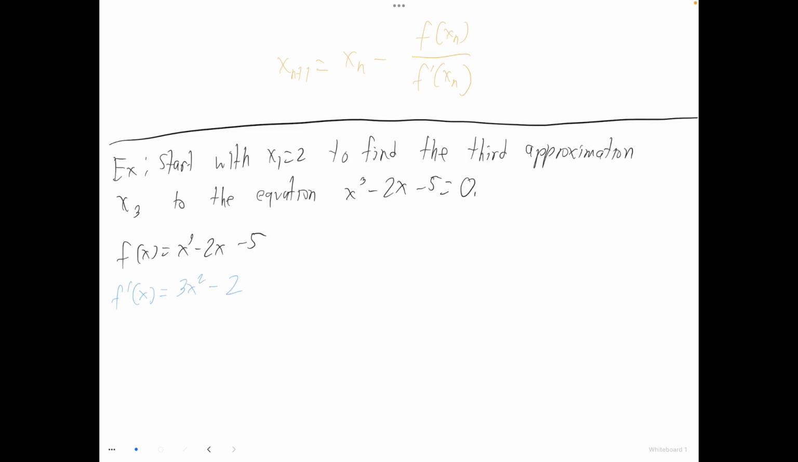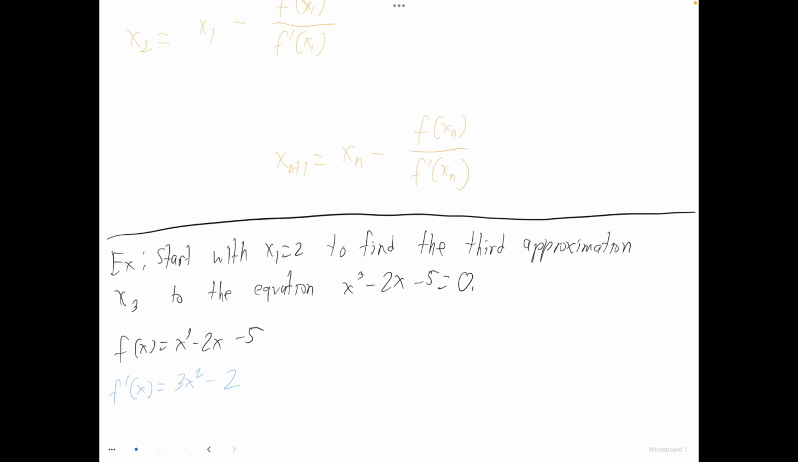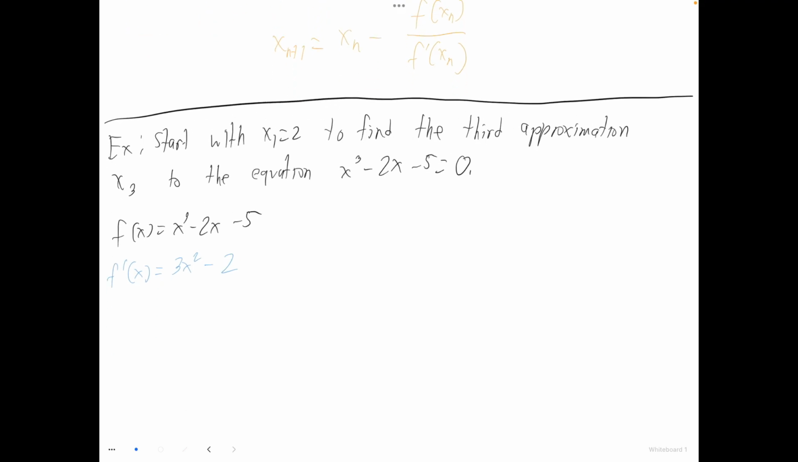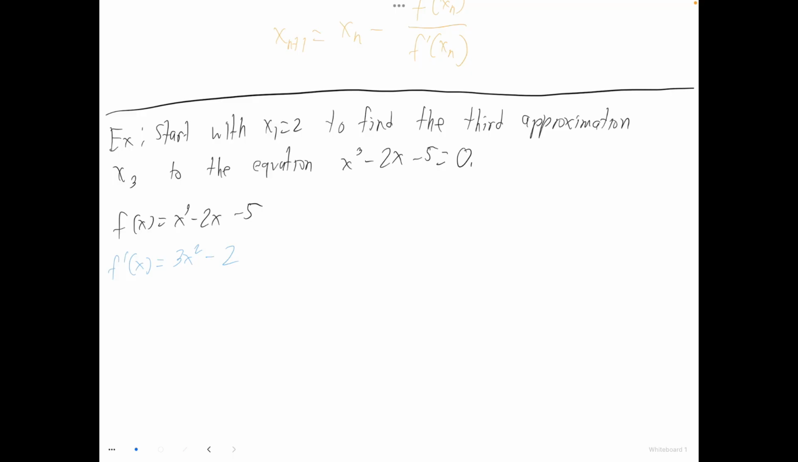And so now what Newton's method tells us is that we can just use this formula that we derived above, x sub n plus 1 equals x sub n minus f of x sub n divided by f prime of x sub n, to get what x sub 2 is. And so x sub 2 will be equal to x sub 1 minus f of x sub 1 divided by f prime of x sub 1. X sub 1, though, is 2, so this is just 2 minus f of 2 divided by f prime of 2.